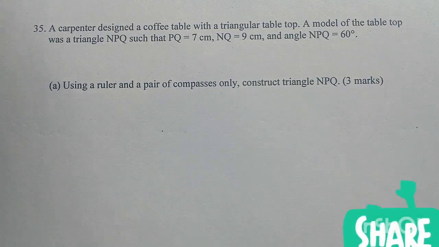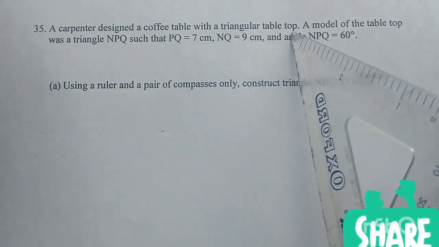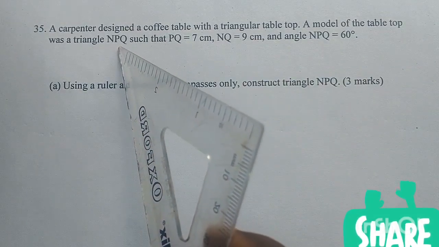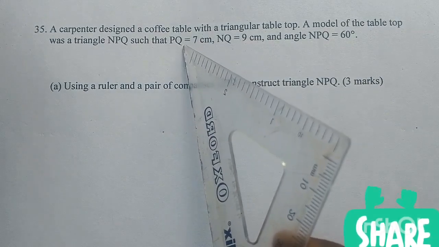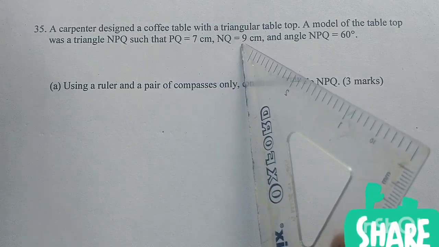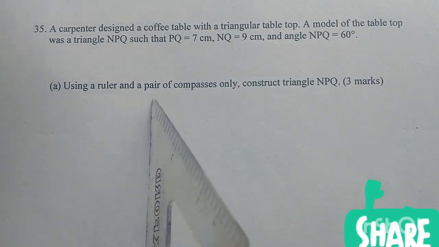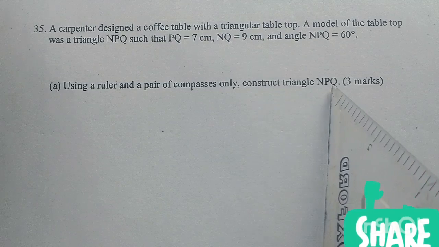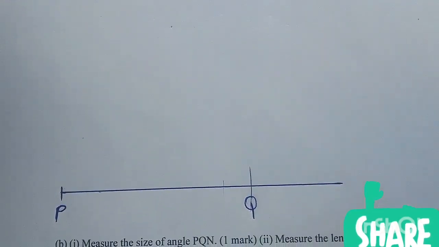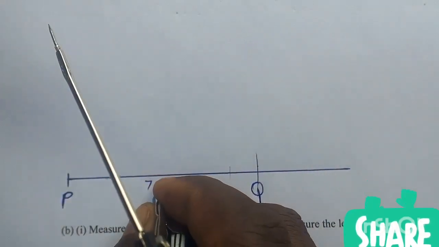A carpenter designed a coffee table with a triangular table top. A model of the top was a triangle NPQ such that PQ is equal to 7, NQ 9 centimeters, and angle NPQ 60. Using a ruler and a pair of compasses only, construct triangle NPQ. So let's draw. We have drawn our PQ 7 centimeters.